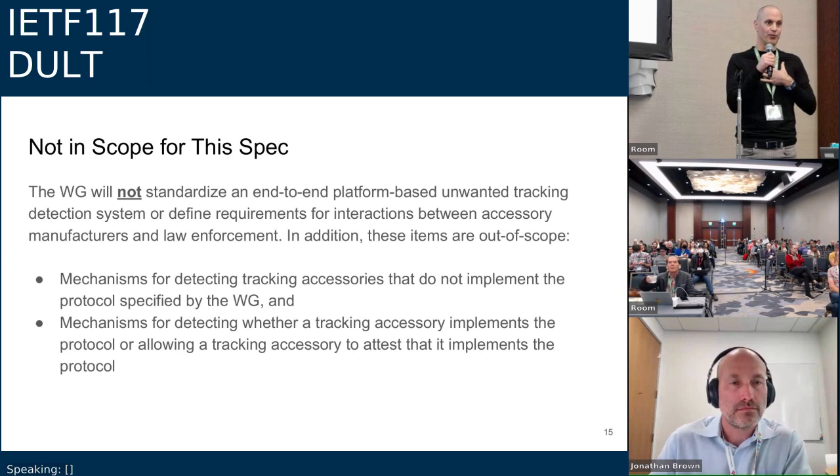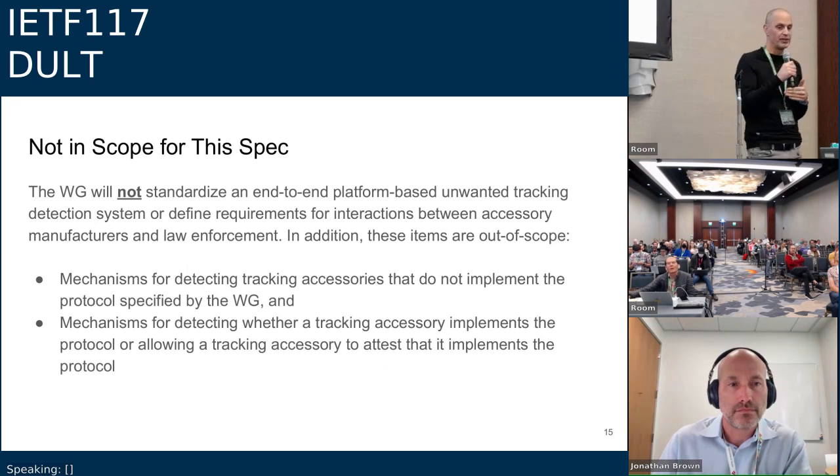I think Eric said it well. Incremental improvements are a good way to go. And I guess we're proposing that starting with that is a great initial first step. I know we're going to talk more about the last two bullets, and malicious trackers. So the first bullet there, mechanisms for detecting accessories that do not implement the protocol, we're proposing that to be out of scope. And then finally, mechanism to detect whether an accessory has correctly implemented the protocol or attest that it has implemented the protocol, we're proposing that's out of scope.